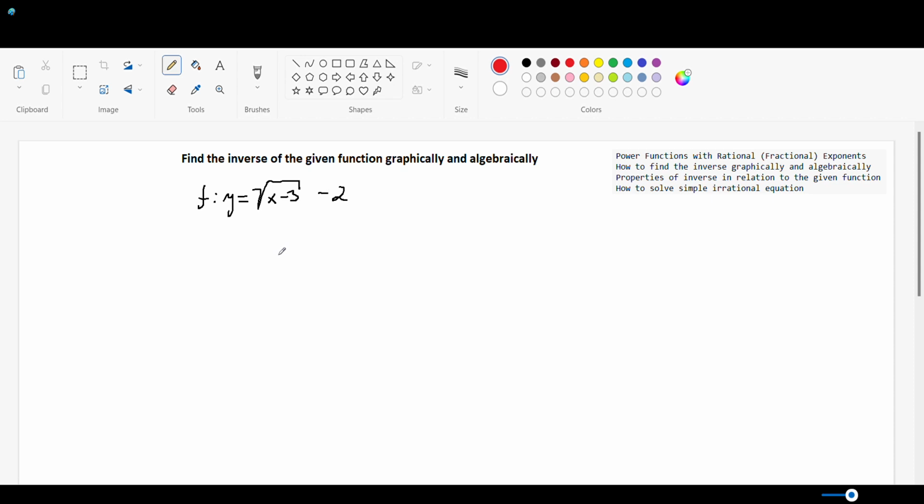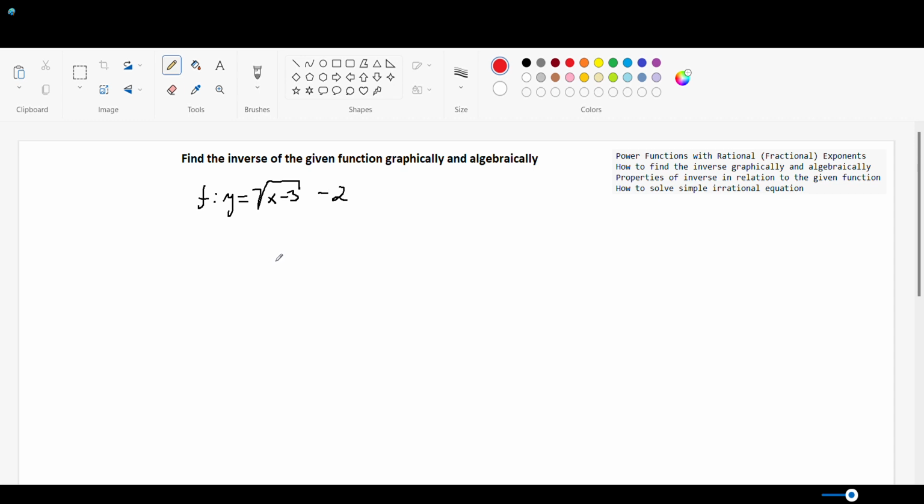because we will use our knowledge about power functions with radical, or if you want, fractional exponents. Then you will see how to find the inverse graphically and algebraically, of course. Then during the explanation I will also mention quite important properties of the inverse in relation to the given function.